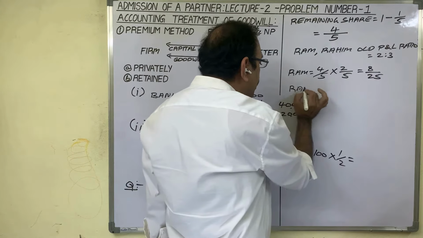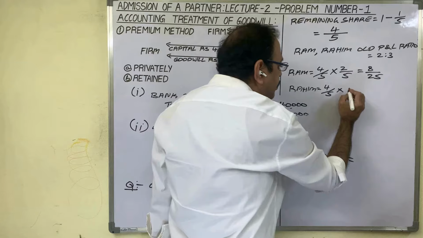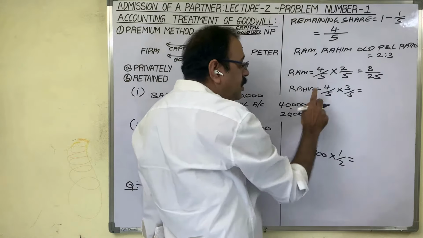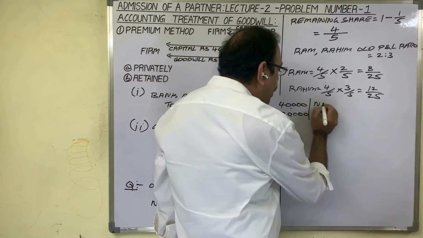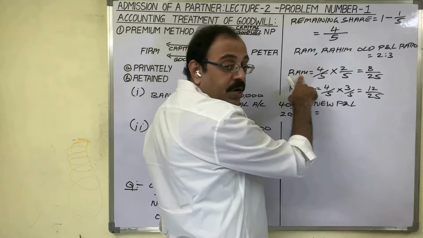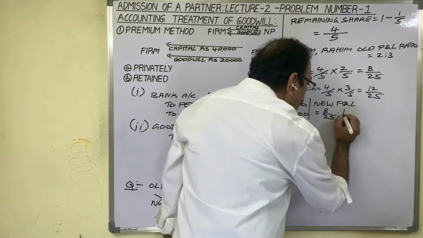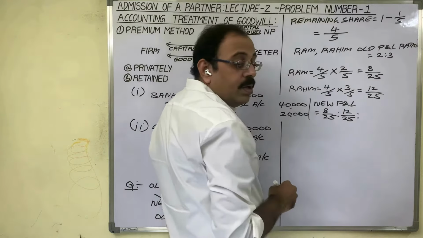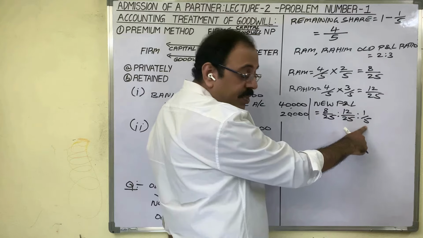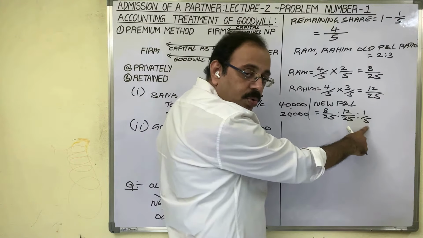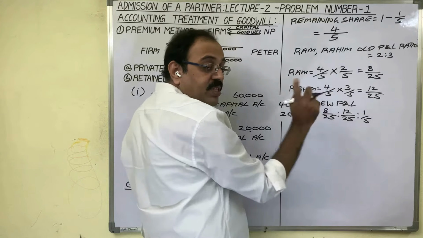For Rahim also do the same calculation. Remaining share is 4/5, and in that, Rahim's share is 3/5. Multiply both numerators, 4 into 3, 12, divided by the product of the two denominators, 25. New profit and loss ratio: first write Ram's share, 8/25, to Rahim's new share, 12/25, to Peter's new share, which is given in the question only, 1 by 5. Here the denominators are not the same. So here also I need 25. Then what should we do? With one number, we have to multiply this 5 so that the answer will be 25. With which number do you have to multiply?